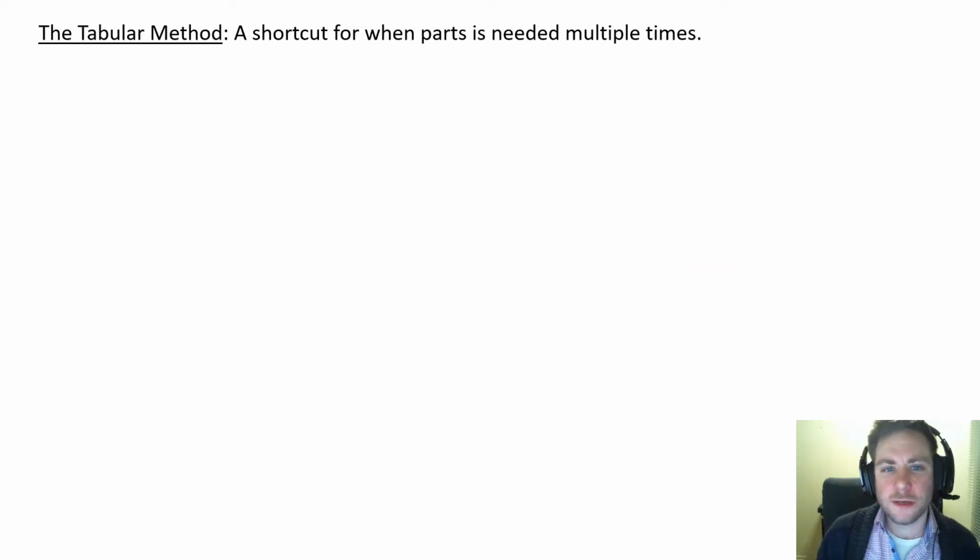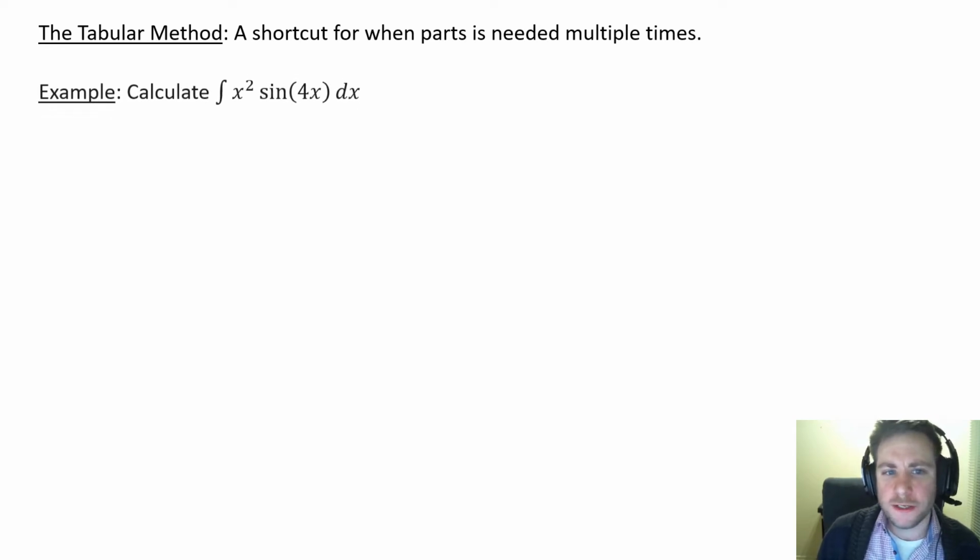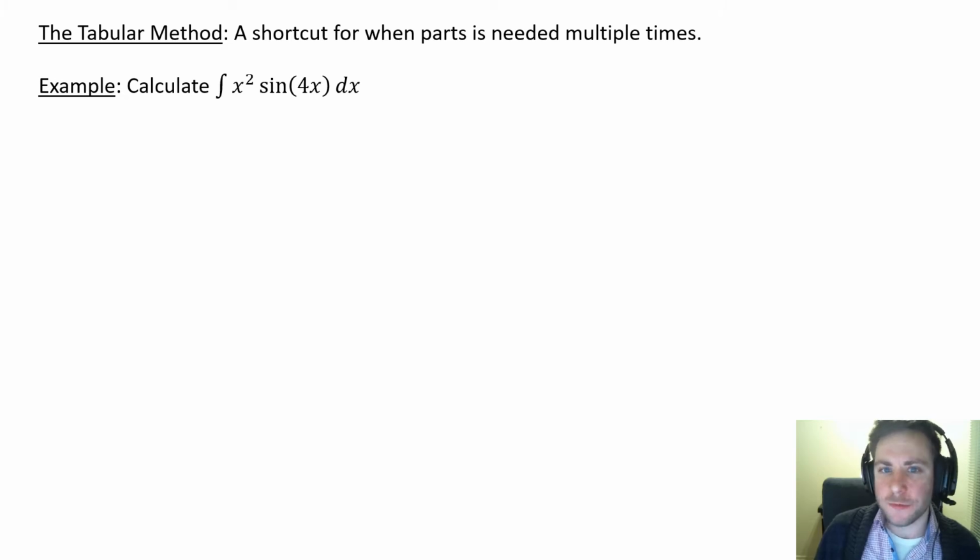When it comes to integrating by parts multiple times, things can get pretty tedious, but at least in some situations, there's a shortcut we can take, which is called the tabular method. Let's see how this works. So let's try the example we just did again, except this time we'll use the tabular method. This starts the same way by assigning x squared as f and sine of 4x as g prime.